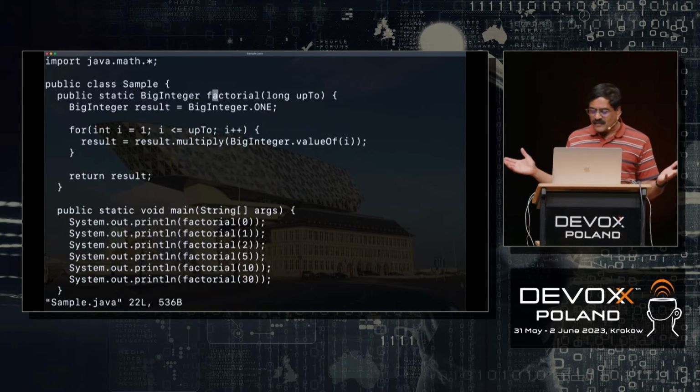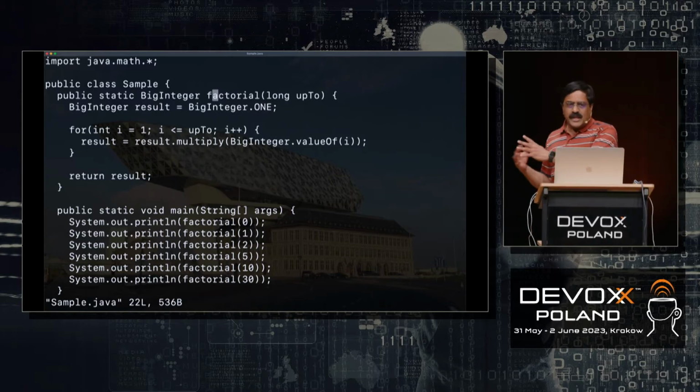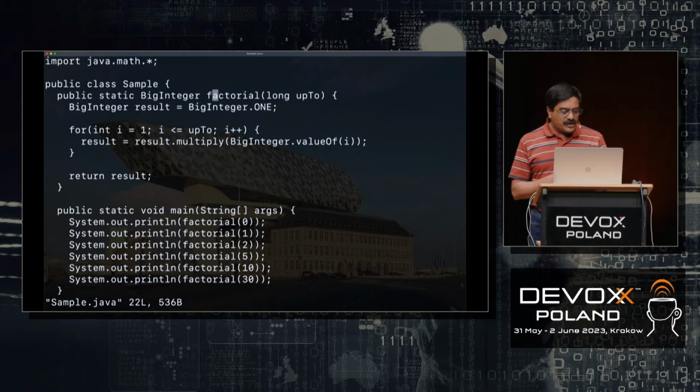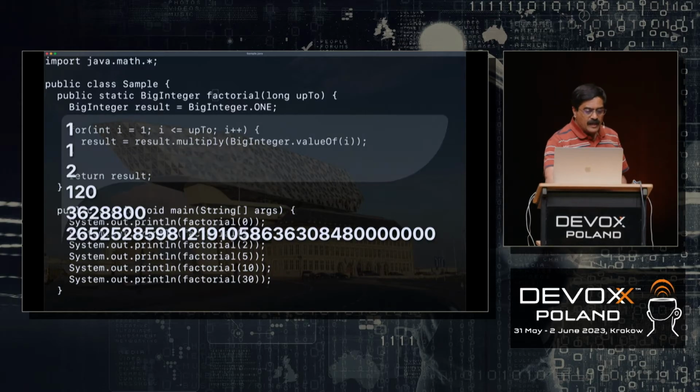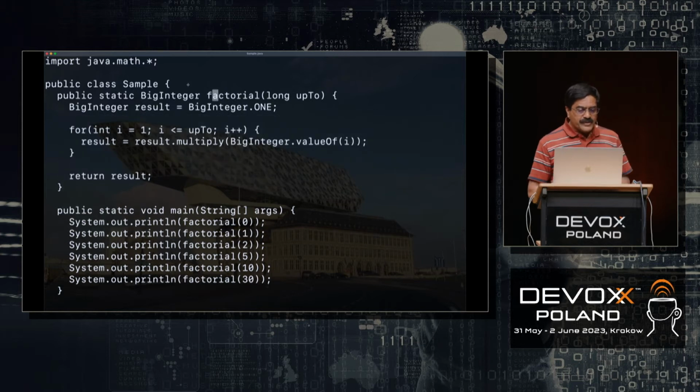A computation of the factorial. Again, using this as an example to really think about this in a declarative style. So we have factorial of 0, 1, and so on, all the way up to 30. The result is a big integer. How do we make use of the big integer in this particular case? As it turns out, we have a big integer, and we are performing the multiply operation on it.